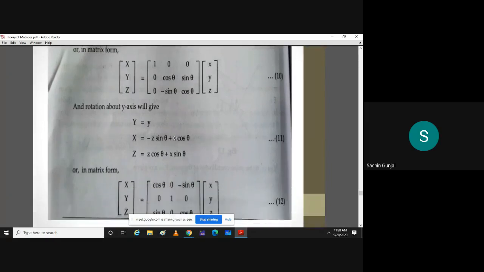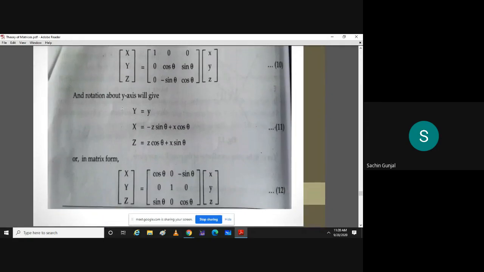So about the x-axis, it will become 1, 0, 0; 0, cos theta, sin theta; 0, minus sin theta, cos theta. Similarly, if you do the same derivation for a rotation about the y-axis, you will get cos theta, 0, minus sin theta; 0, 1, 0; sin theta, 0, cos theta, times the original vector x, y, z. Is everything clear? I'll give you time to write so that you can copy everything, because questions will be there on this particular topic.